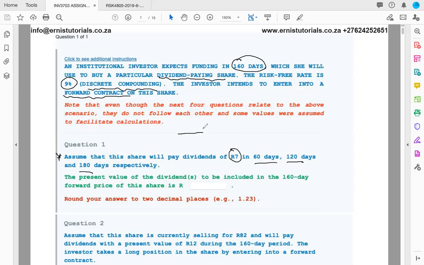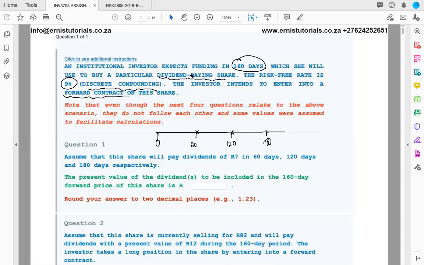So in other words, okay, let's just do this. So in other words, there we go. So in other words, we're at time 0. We've been told that this share that we want to enter into a forward contract on will pay dividends on day 60, day 120, and day 180. Okay, so this is what we've been told. We've been told that this share is going to pay dividends on day 60, day 120, and day 180.